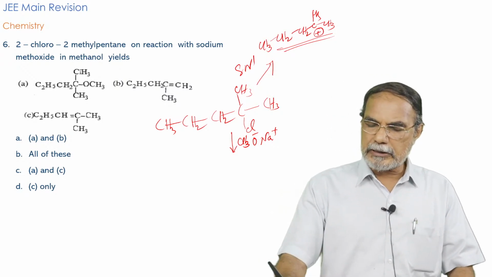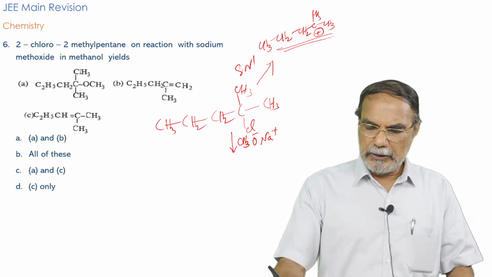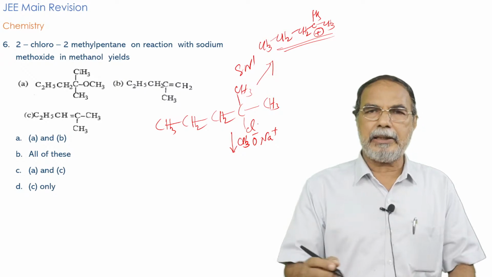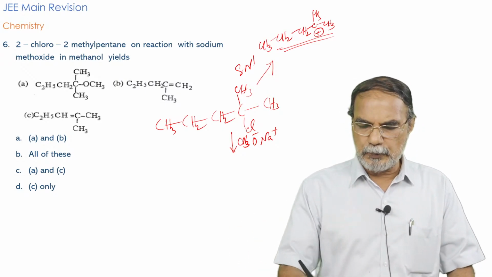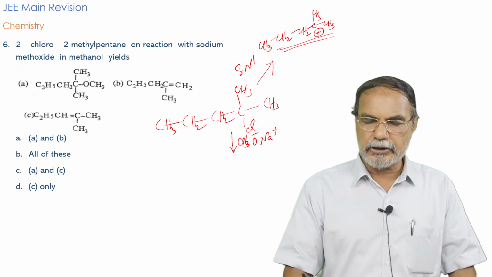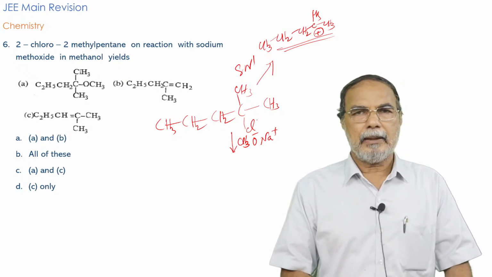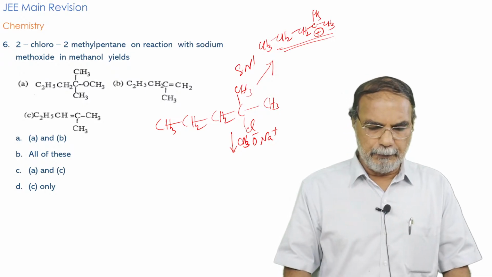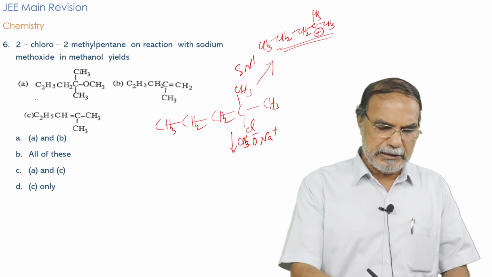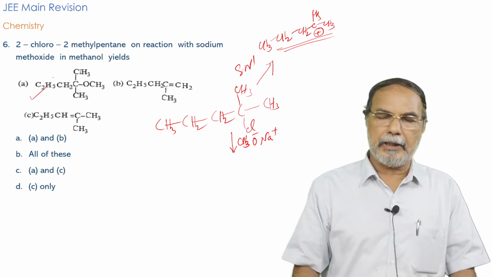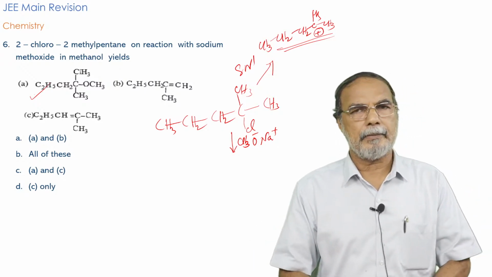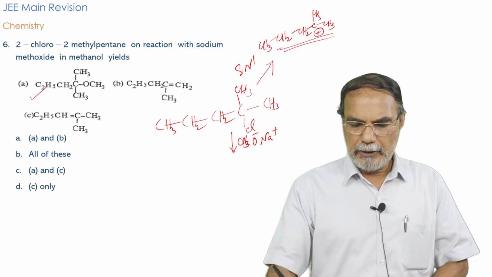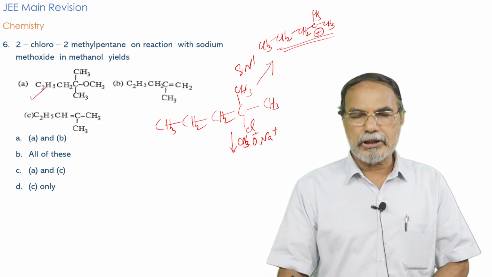And suppose this carbocation undergoes a reaction with the OCH3 minus without any change to the carbocation. Suppose it directly combines with the CH3O minus to give a product. Then the product will be A. So there is a chance that A is a product in the reaction, because this carbocation can react with CH3O minus.